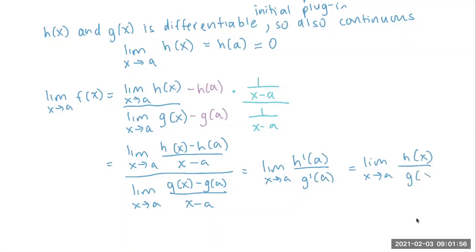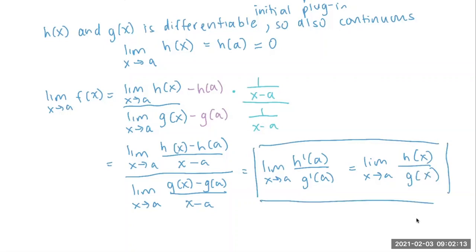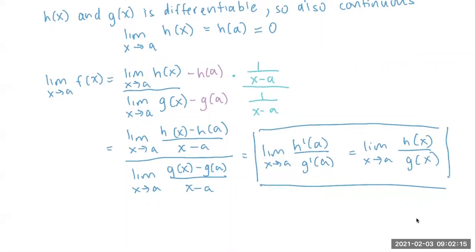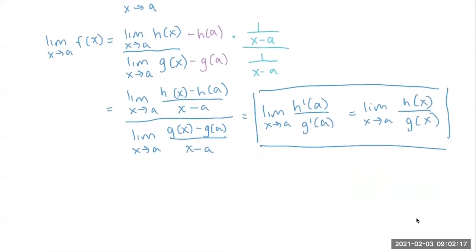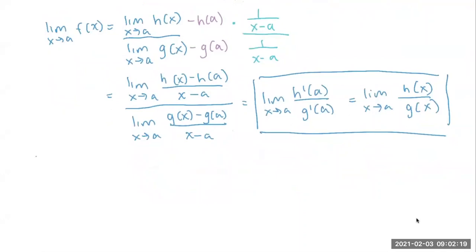So our initial problem was, what was the limit as x approaches a of f of x? And f of x, remember at the beginning, was h of x over g of x. So this is the rule that we're going to apply when we do have indeterminate forms of 0 over 0 or infinity over infinity. Okay, so that was the proof of it. And now we're going to do the simple application of it.